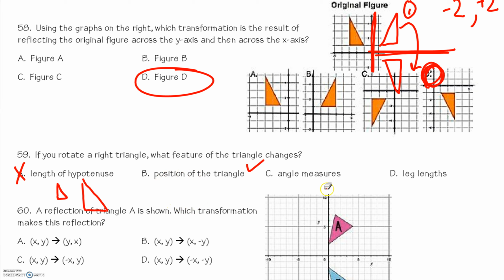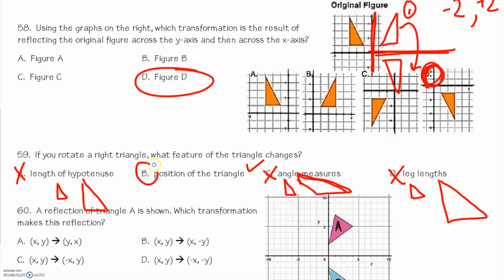What about the angle measures? Well, if your angle measures were to change, what ends up happening is, then look at this. If my 90-degree angle, that's a bad drawing, went to bigger than 90, that would be an obtuse triangle. That can't happen because then they're not congruent figures anymore. And the leg lengths. If my right triangle were to have bigger leg lengths, what happens? That's the size that changes. That can't happen either. Rotations maintain the same shape and size, so the only thing that changes is the position of the triangle.